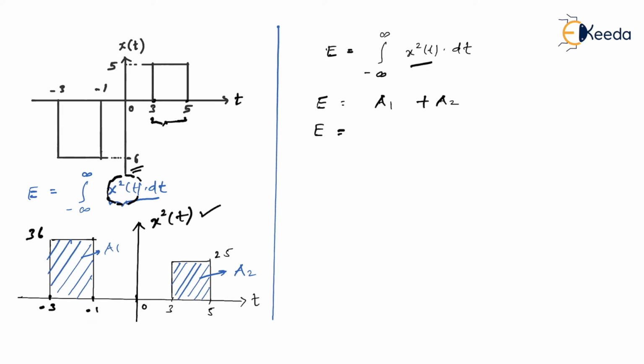So length in first case it is 36 and the breadth is 2. As you can see here, this is 2 and this is 36. Is that right? So this is 2. Okay. Similarly, area 2 will be length into breadth. So if you notice, length is 25 and the breadth is 2. So again, if you calculate, you'll get 122 joules.